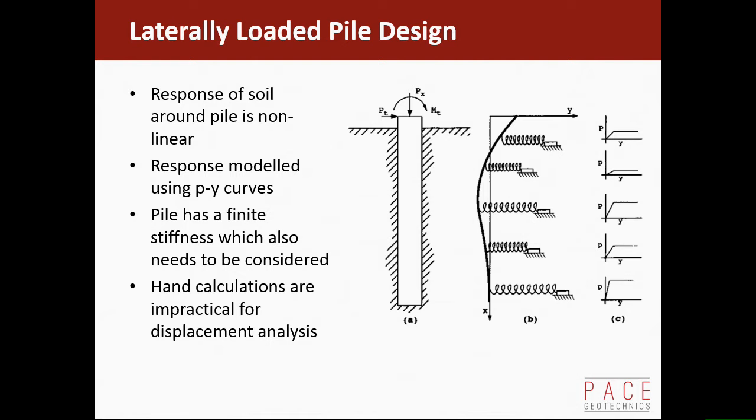So we don't do it by hand, we do it with a computer. So much easier. You plug a number in and you get an answer out. And you can do a fag packet calculation for ultimate capacity, but for the actual displacement, most laterally loaded piles are actually driven by displacement criteria. You use a computer to calculate it.